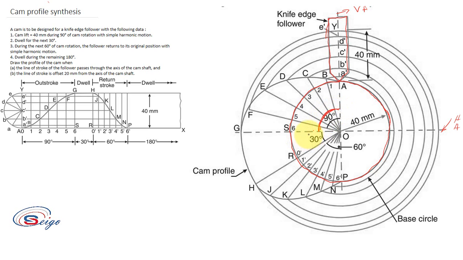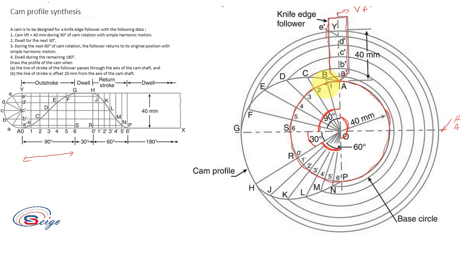After that, 30 degrees of dwell. Then 60 degrees of return stroke, and the remaining 180 degrees of dwell. So this is the 90 degree outstroke. You can see that you have divided this 90 degrees into 6 equal portions, so you have to divide this 90 degrees into 6 equal portions.